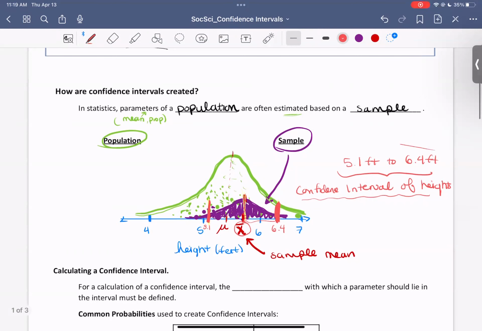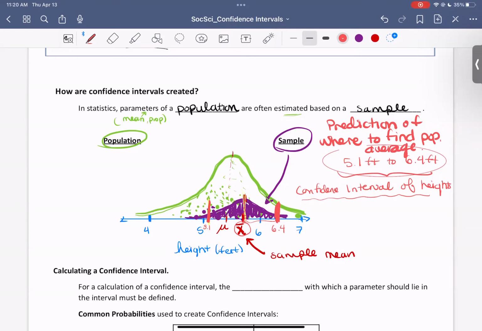So then with this interval 5.1 to 6.4, why did we create it? What was its purpose? Well, it's created because it's a prediction of where to find the population's average. So a couple things to note here is that different samples are going to give you different confidence intervals. I'm going to make a note of that. Different samples create different confidence intervals. And I'm just going to write CI for confidence intervals.